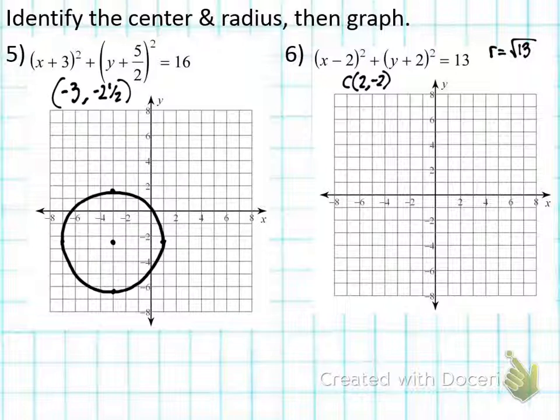So you're going to still plot your center, and then you're going to go up 3.6. So 1, 2, 3, and then go about halfway, a little past halfway. That's 3.6. Do that in all 4 directions and draw your circle, and then you're done. Okay? And that's how you do number 6. Okay. All right. Any questions? Questions?